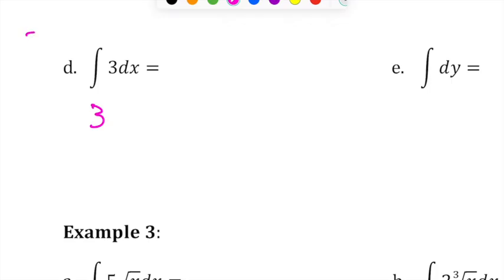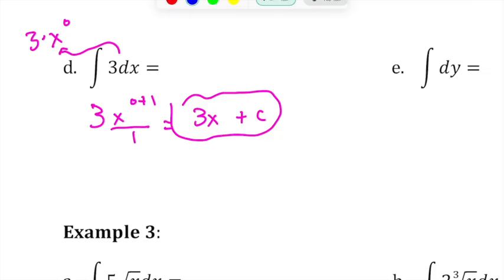Okay, so notice how there is no variable x. So in this case, we have x to the 0 because x to the 0 is 1, and then 1 times 3 is 3. And that's just going to give us 3x plus c. And again, if I take the derivative of 3x, the x disappears and I'm left with 3. And if I take the derivative of a constant, it's 0. So this is just going to be 3 plus 0, which gets me back to my original.